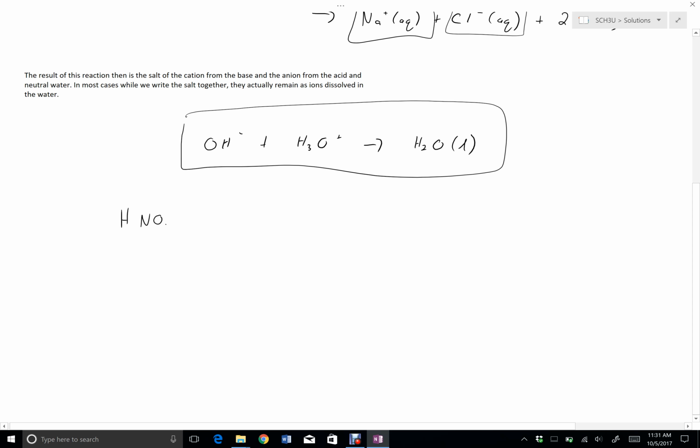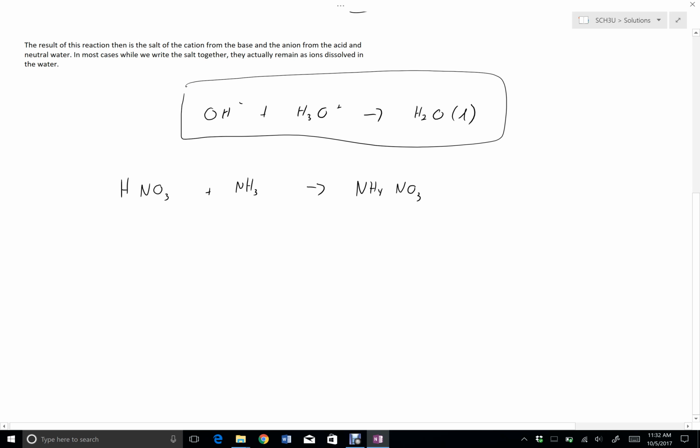Let's say we had HNO3, and that's going to react with lithium hydroxide. Actually, let's make it even a little more complicated. Let's make that ammonia. In our old way of representing this, we would say that this is going to form water and a salt, but in this case we're just going to get the salt, NH4NO3, and we just assume all of it's happening in water. But let's look at what's really going on here.